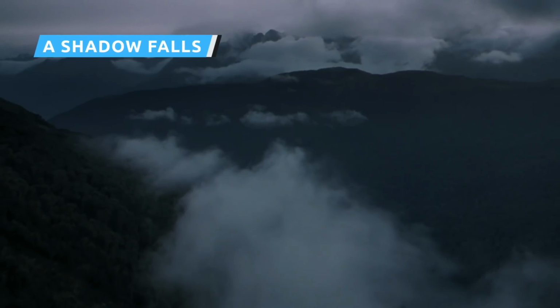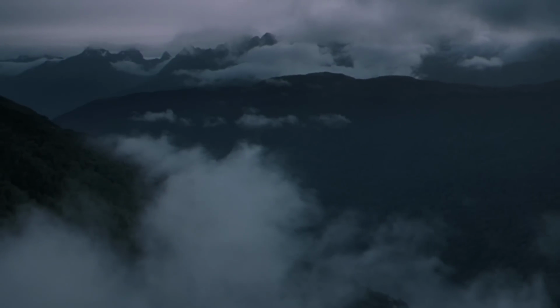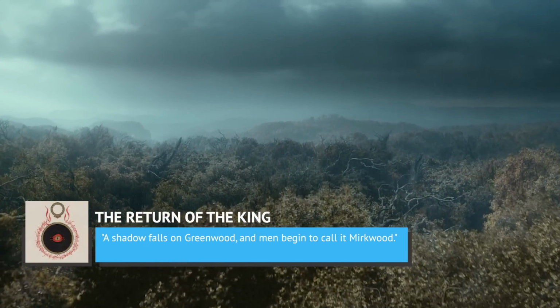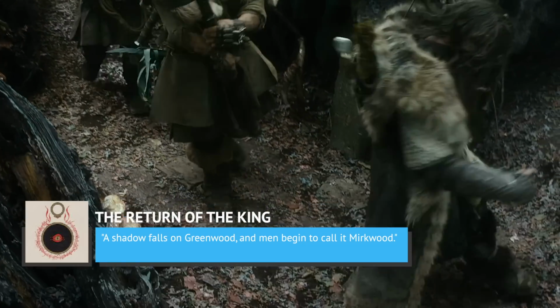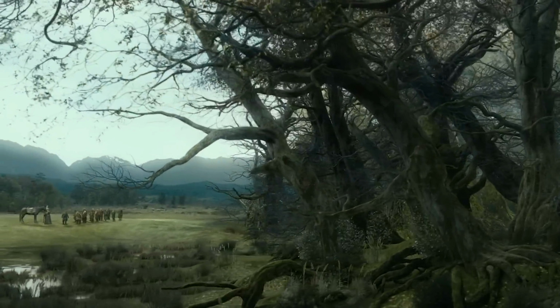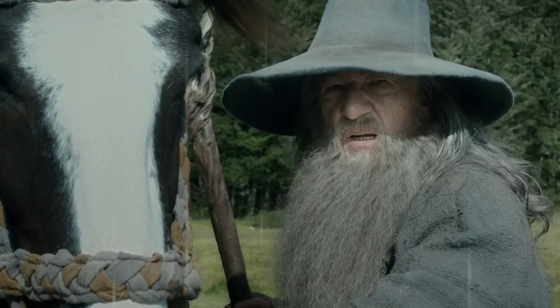In the appendix to The Return of the King, Sauron's re-emergence is first mentioned roughly 1,050 years into the Third Age, at which time a shadow falls on Greenwood, and men begin to call it Mirkwood. This is not the Greenwood of old. The very air of the forest is heavy with illusion. Over the next 2,000 years, Sauron slowly builds his power and attempts to take a new form.